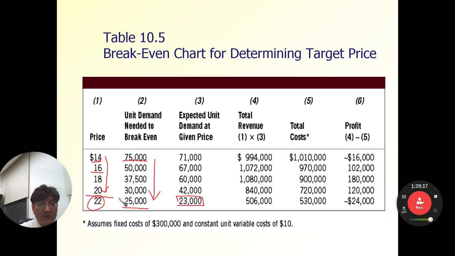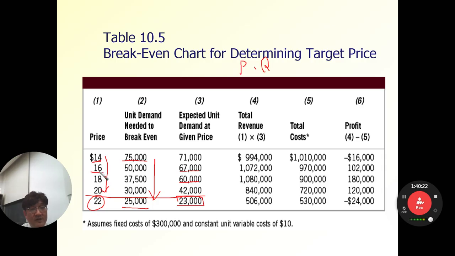At the other price points over here, although the break-even point is a little bit higher than this, all the demand exceeds the break-even point. The fact that demand exceeds the break-even point means we are making a profit. How? Let's calculate the profit. How can we calculate total revenue? Total revenue again is P times Q. Q is demand, so you multiply this $14 with demand. 14 times 71,000 is 994,000.